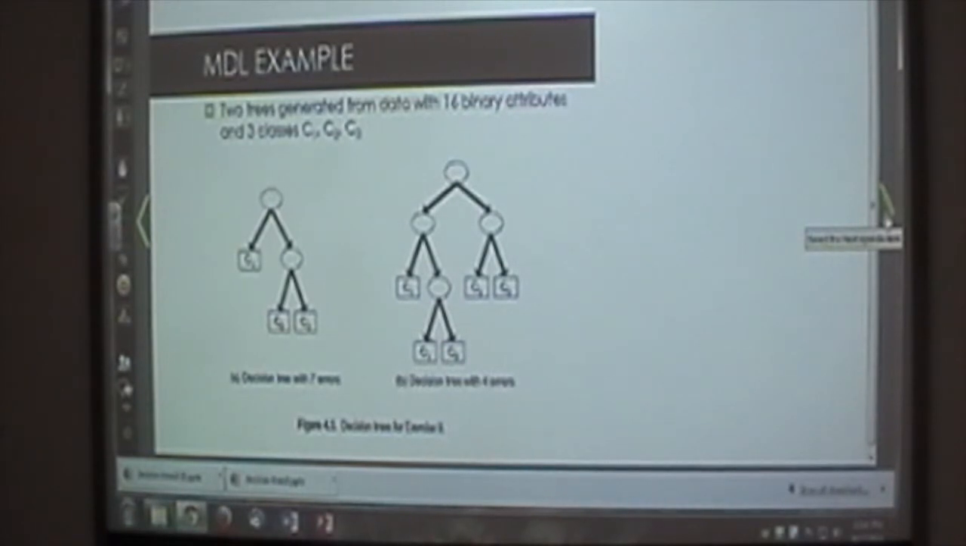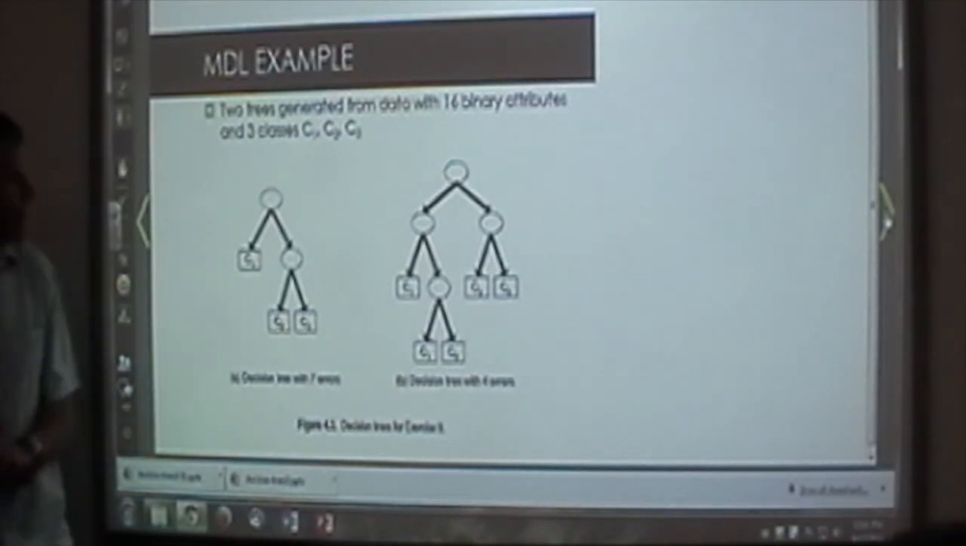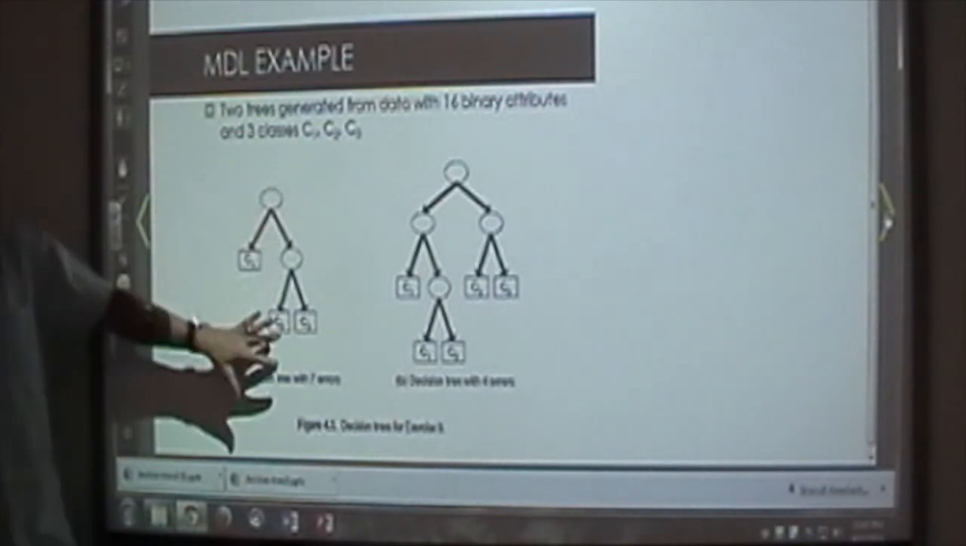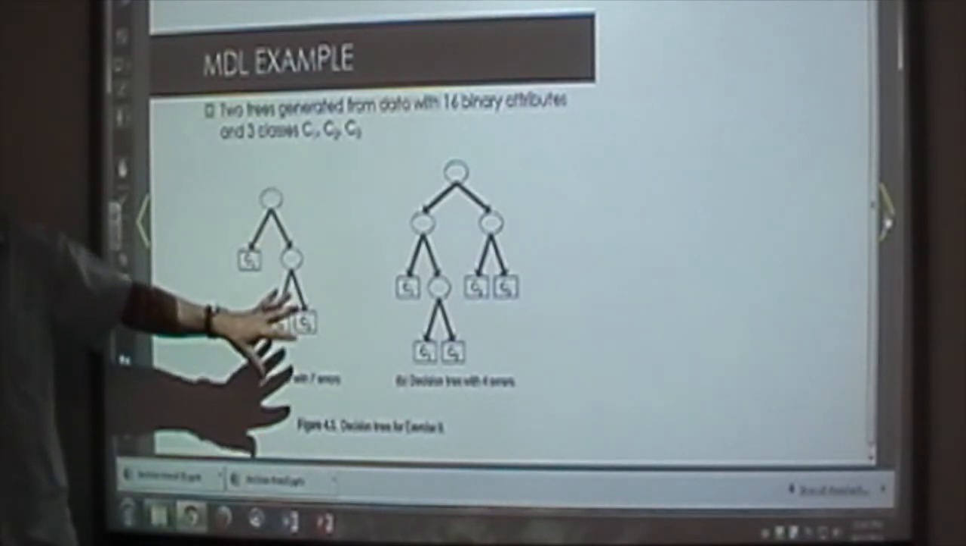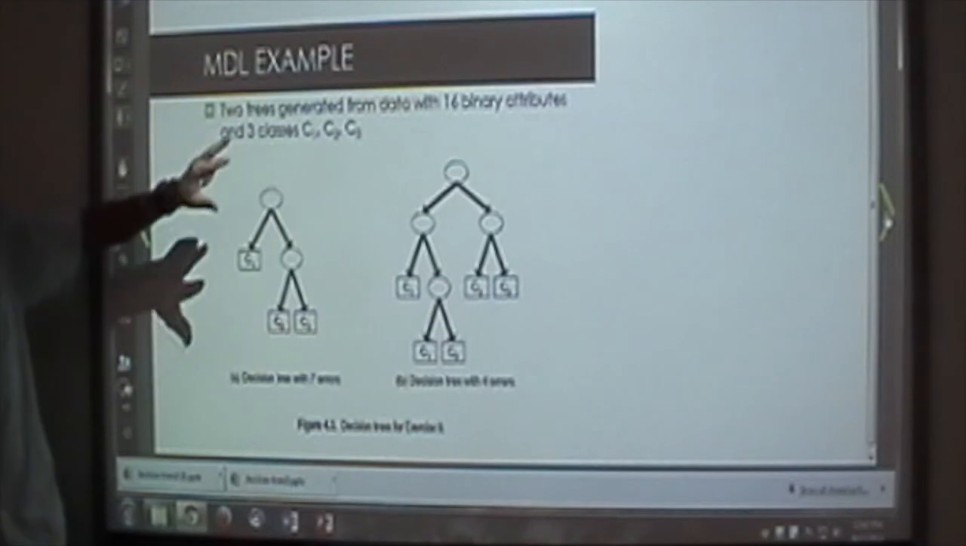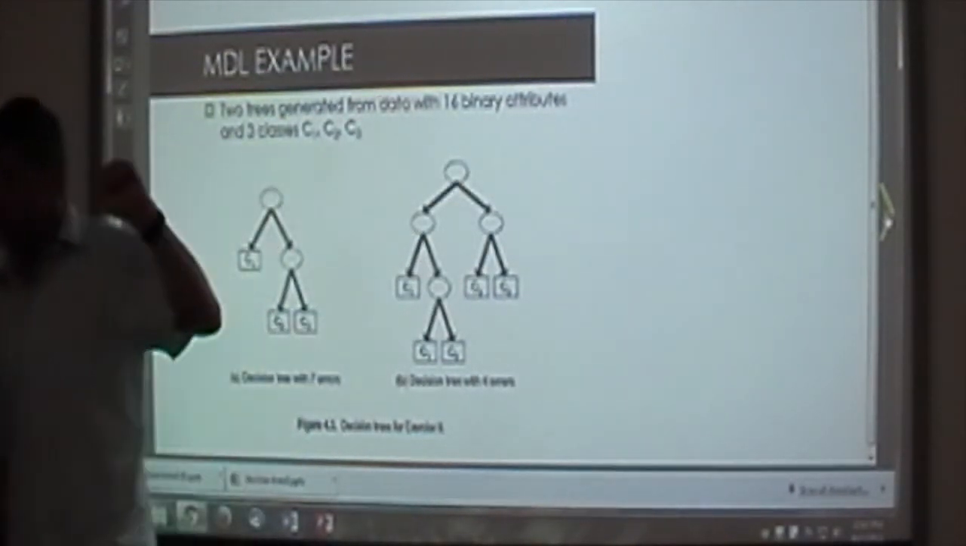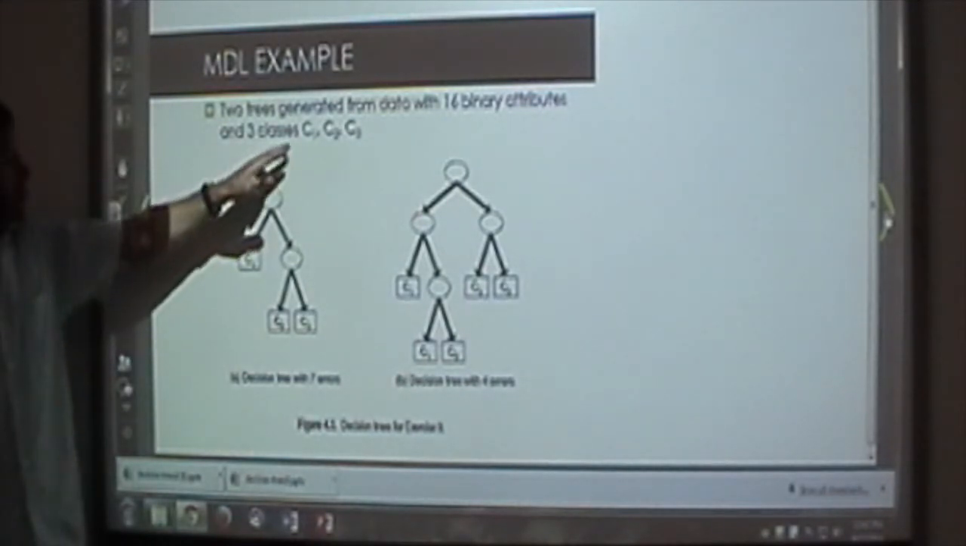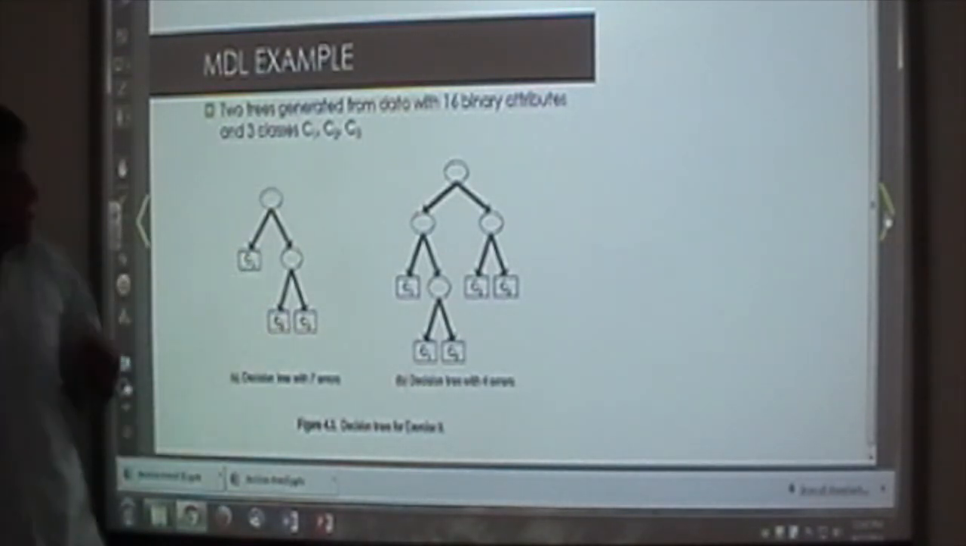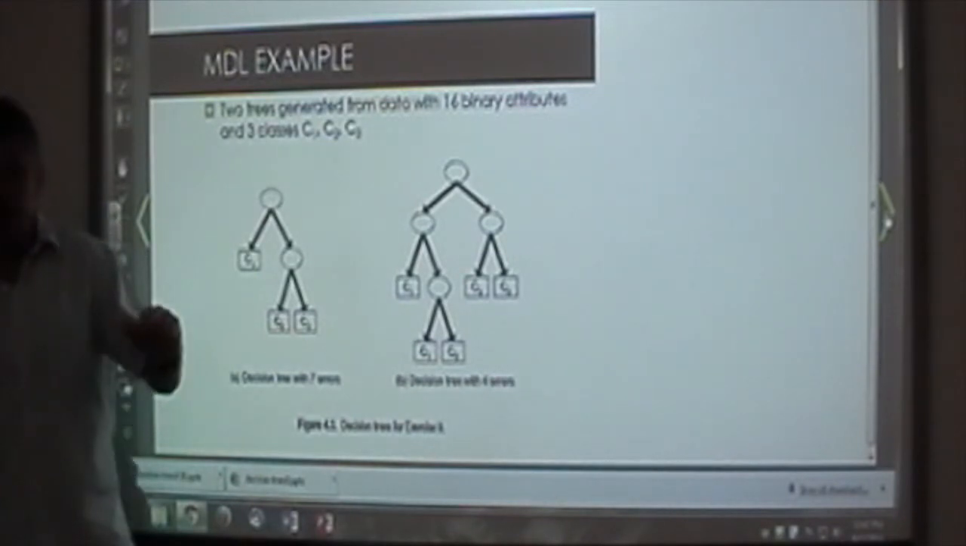So here's an example, and this is actually from the Tan book. It's problem number 9, which is not on your homework, but booyah. So here I've generated 2 trees, right? The first tree, we have data with 16 binary attributes and 3 classes, C1, C2, and C3. And so we've got these 2 trees.